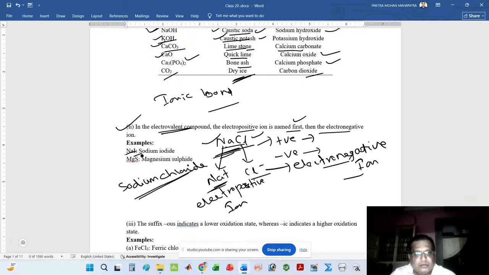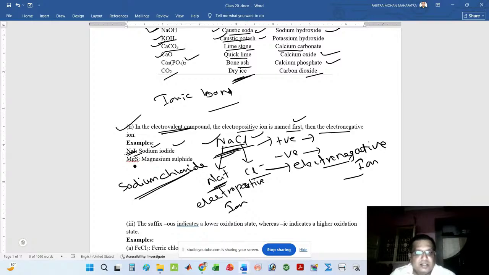Similarly, think about NaI. Here Na is the electropositive ion. So here I have written first, that is your sodium. I is the electronegative ion. So I have written iodide. Iodide for I as an electronegative ion.